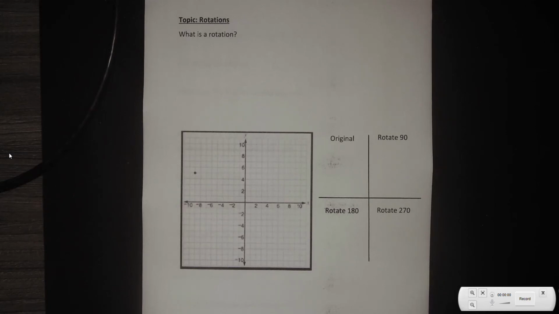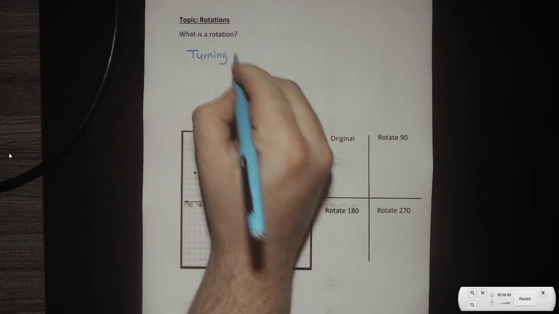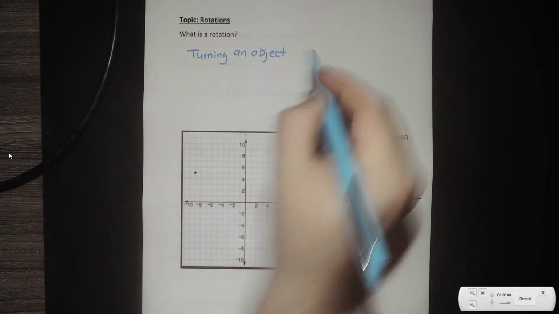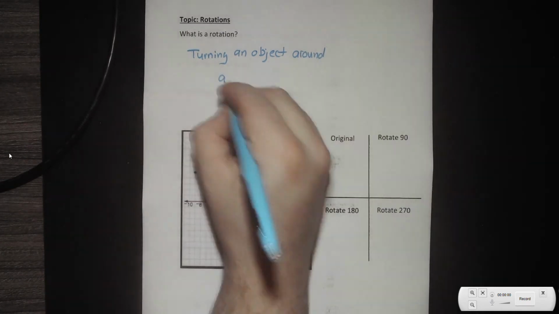Okay, so the next thing we're going to talk about is rotations, and rotations is turning an object around a point.